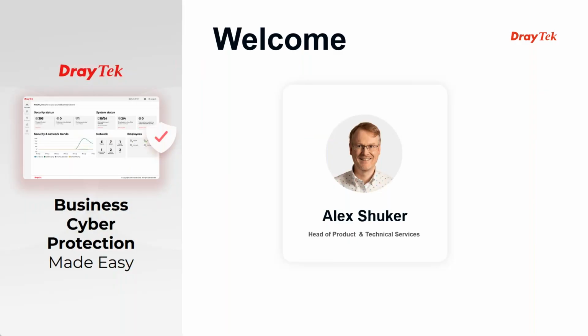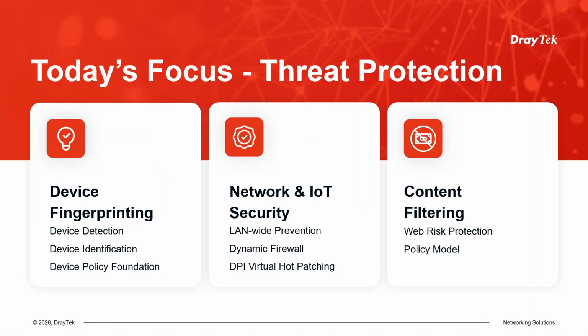The topic for today's webinar is our new cybersecurity solution, VigorShield Threat Protection, which is an automated threat protection solution that's an additional license that you can add on to supporting DrayTek routers. Right, let's get on to today's focus, which is threat protection. VigorShield Threat Protection is a software license that has an agent that's added into supported routers. It has a few different key functions, and I'll just run through them here.